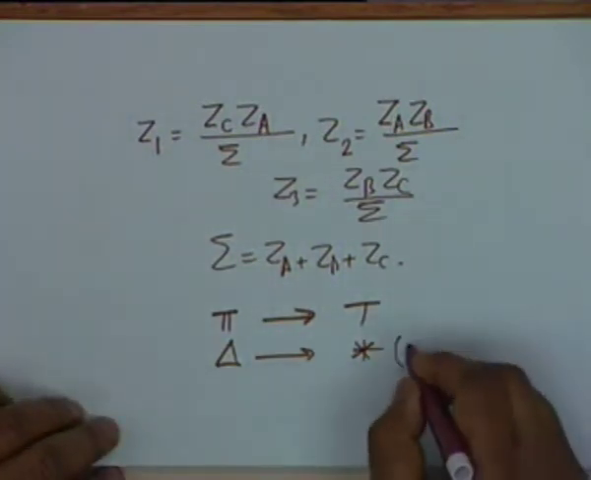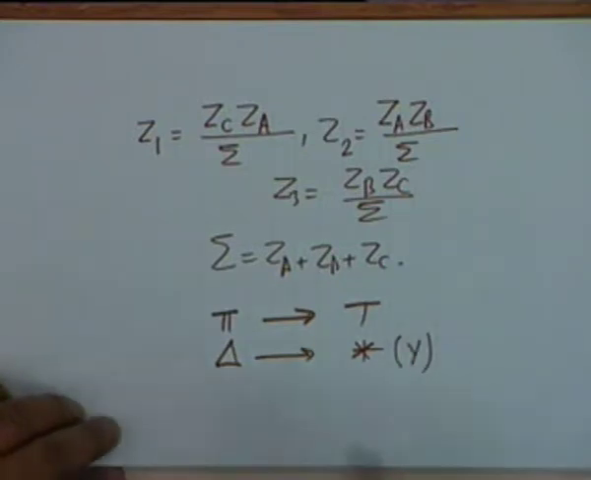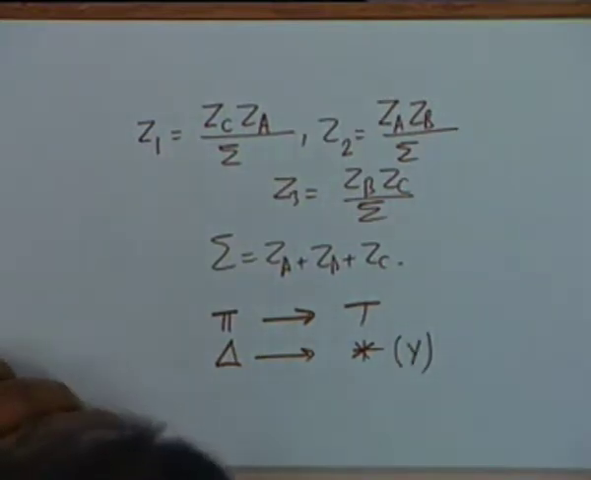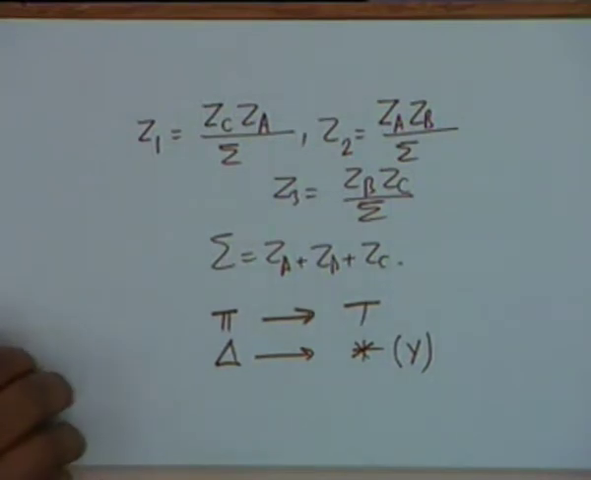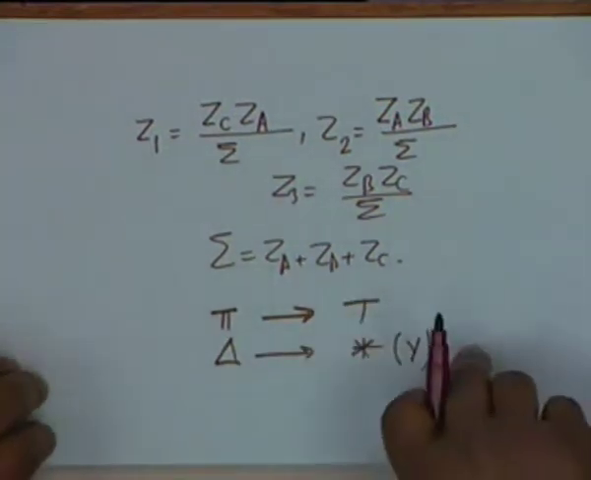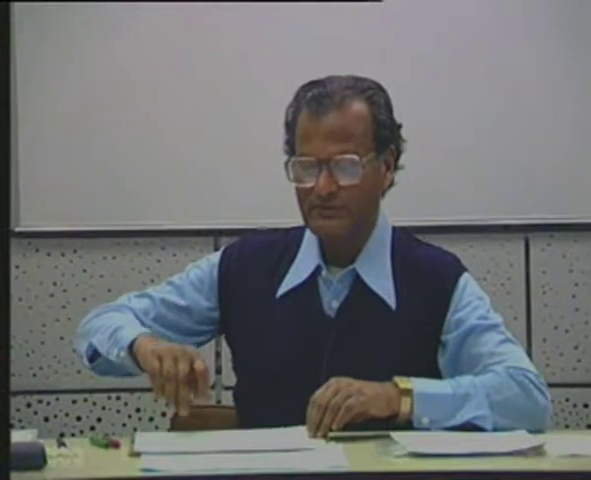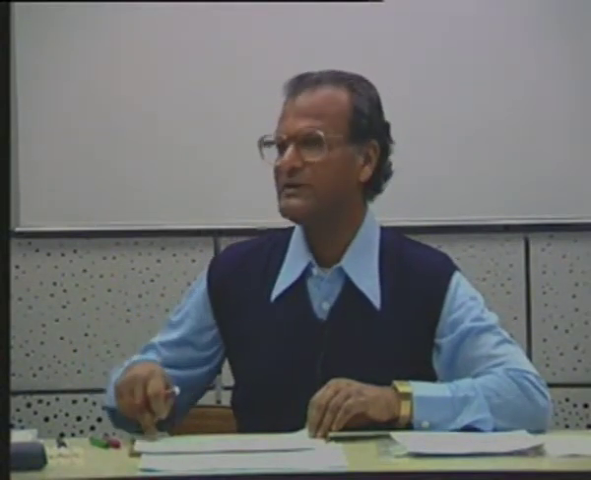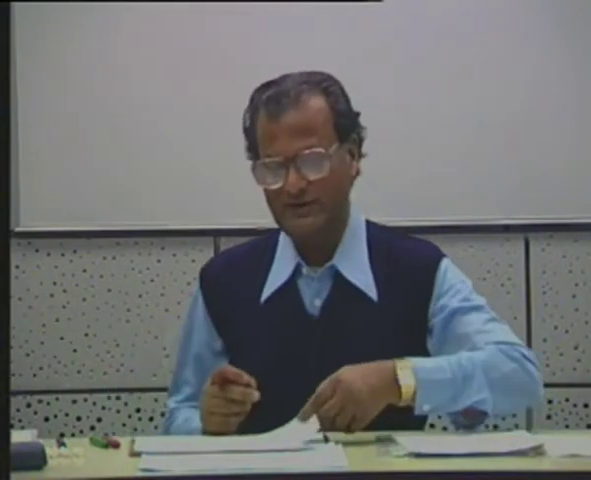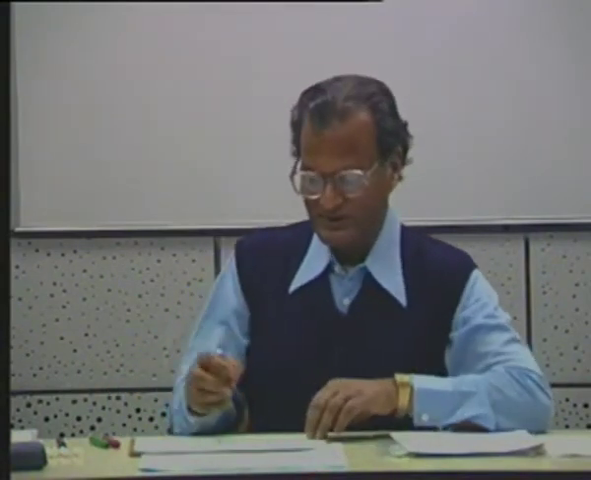Delta to star is also Y. No, I beg your pardon, yes, okay. Delta to star. All right. If you want the other way, that is, you want to go from T to pi, in other words, you want to find out ZA, ZB, ZC in terms of Z1, Z2 and Z3, let us see what we should do.